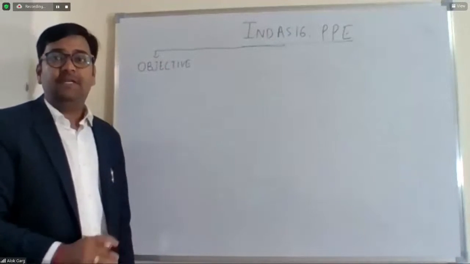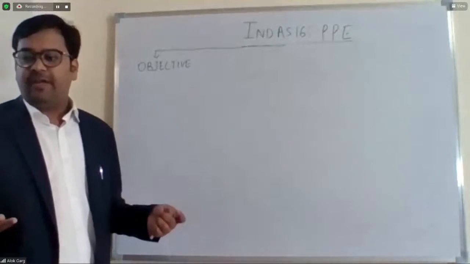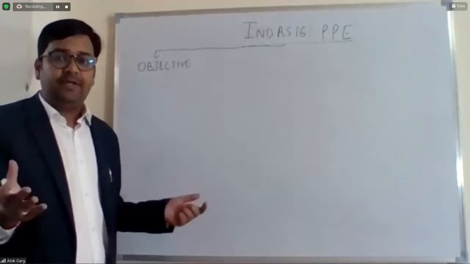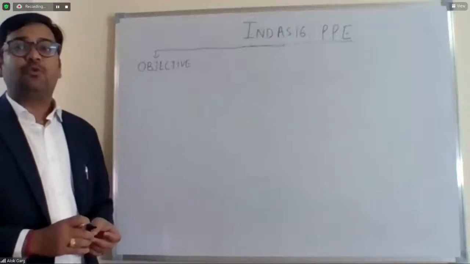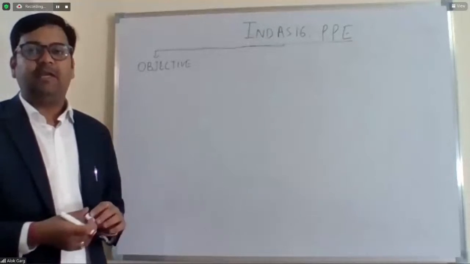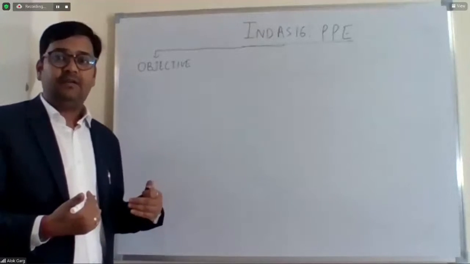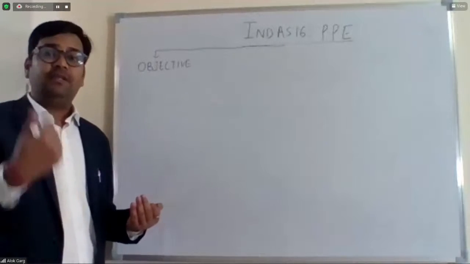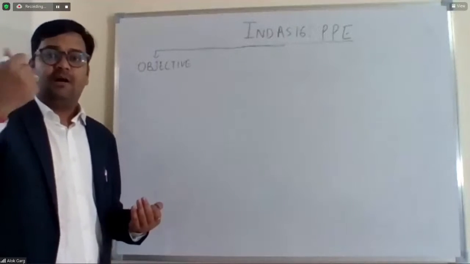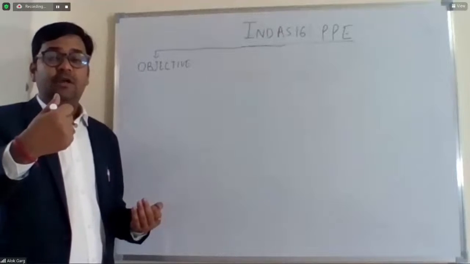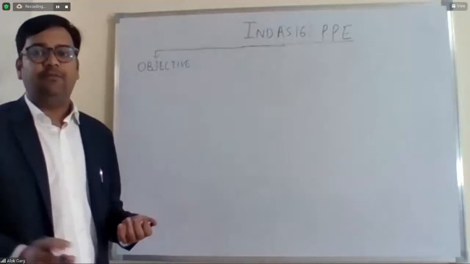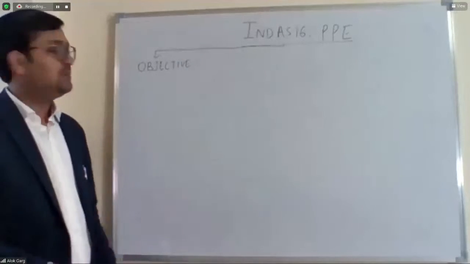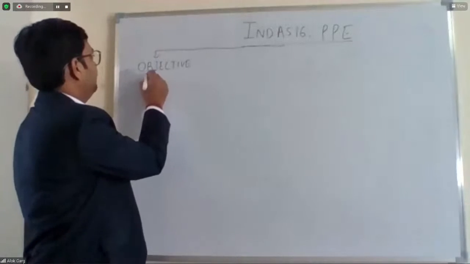Then there should be a syllabus, a boundary, a parameter. So this standard also talks about scope, where this standard is applicable. First of all, why this standard, which is the objective. Then where this standard is applicable, what comes under the purview of Ind AS 16, and what will not come under the purview of Ind AS 16. So the second one is scope.